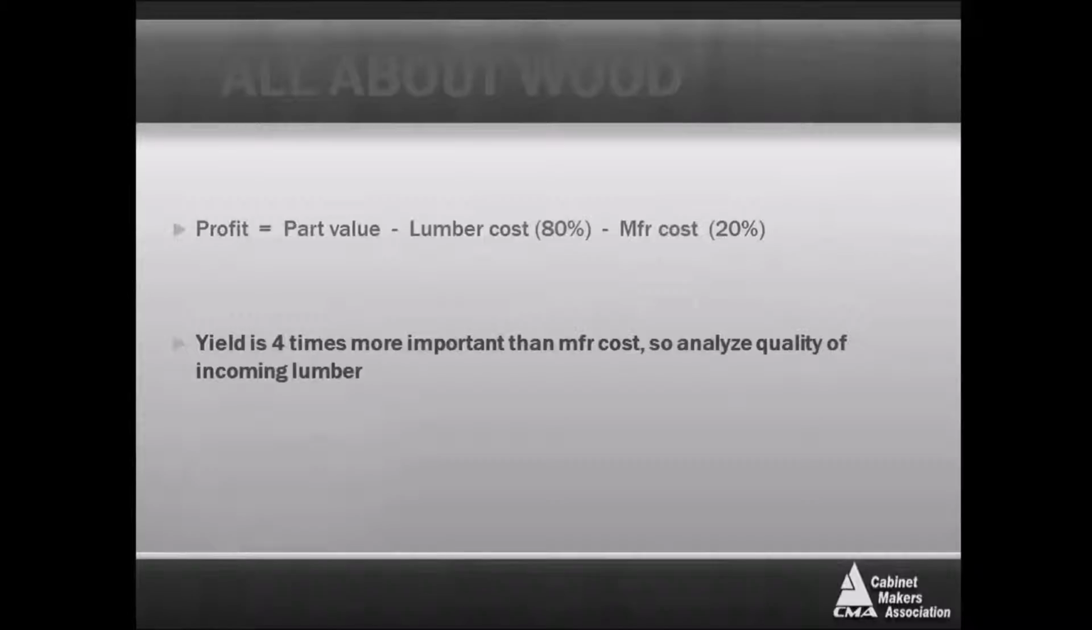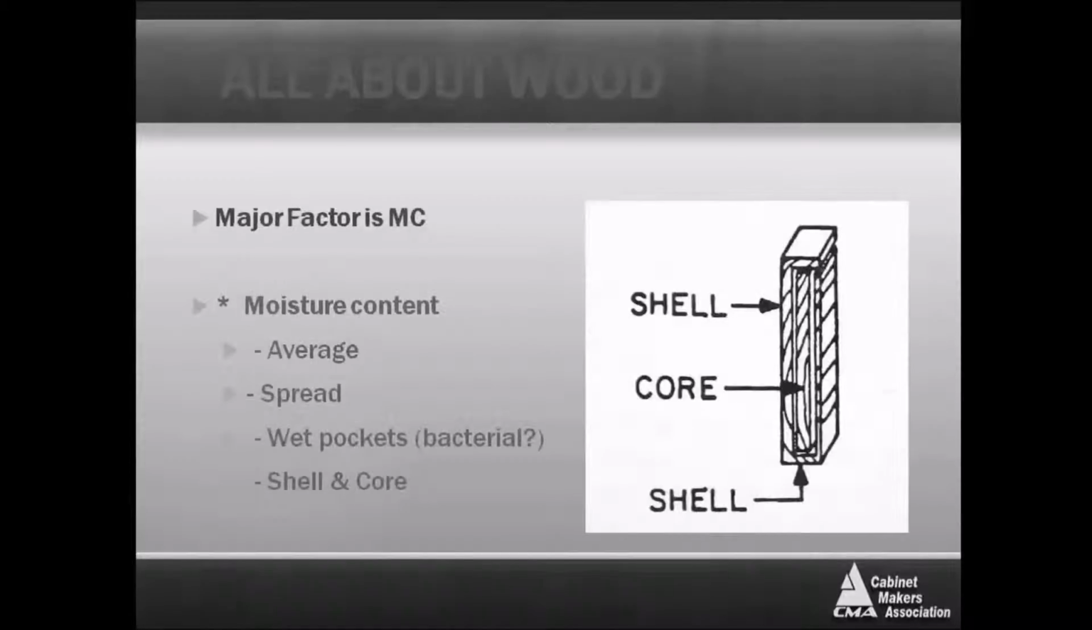So let's talk a little bit about rough mill yields then. The profit we make is equal to the part value minus the lumber cost minus the manufacturing cost. There's a lot we could talk about here, but maybe another time. The main point is yield is basically 4 times more important than manufacturing costs. So we need to analyze the quality of our incoming lumber to determine shake, bacteria, and everything. If you see shake, by the way, 100% sure you have bacteria in the wood as well.